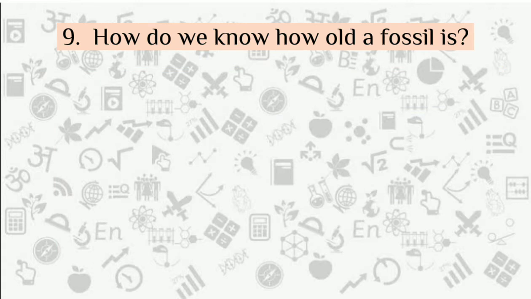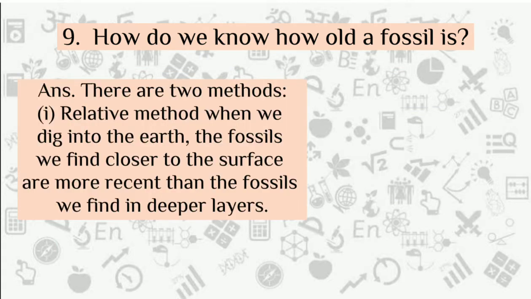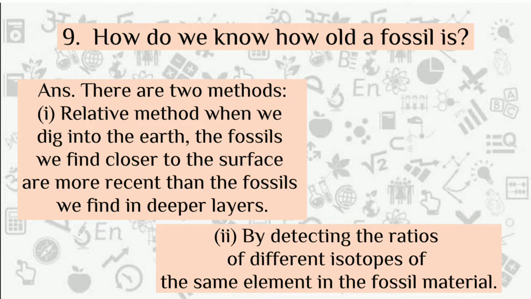9. How do we know how old a fossil is? There are 2 methods. A, relative method: when we dig into the earth, the fossils we find closer to the surface are more recent than the fossils we find in deeper layers. B, by detecting the ratios of different isotopes of the same element in the fossil material.